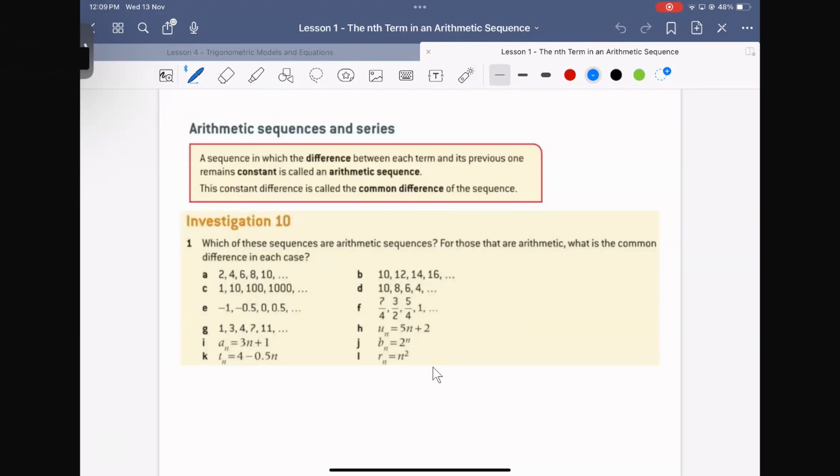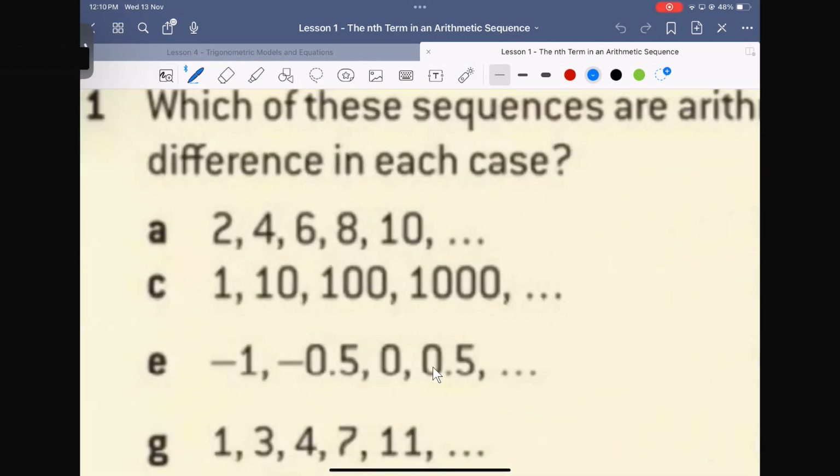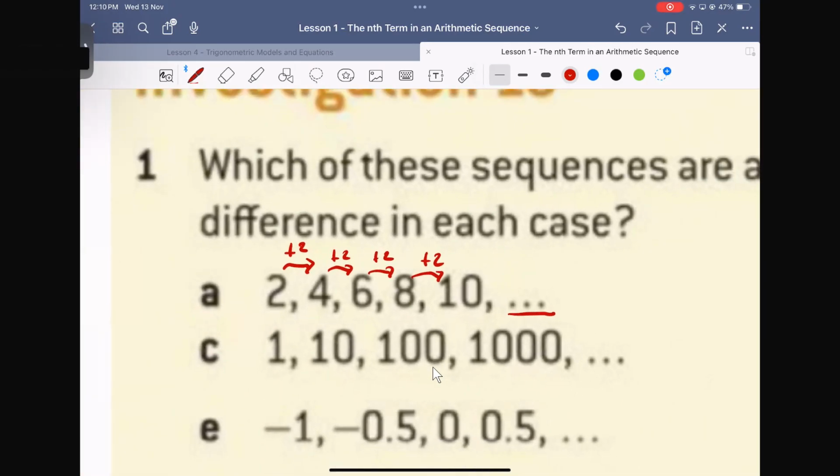An arithmetic sequence is a sequence in which there is a common difference between each term and the previous term. This stays the same and remains constant throughout. We call this the common difference. If we take this first example here, A, we can find the common difference by examining the sequence and seeing that we have a plus 2 happening here, here, and all the way through. The ellipsis here means that the sequence continues indefinitely, to infinity.